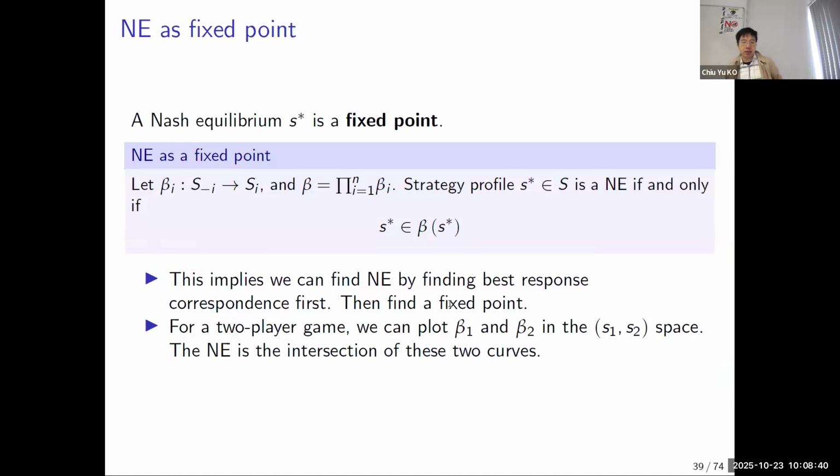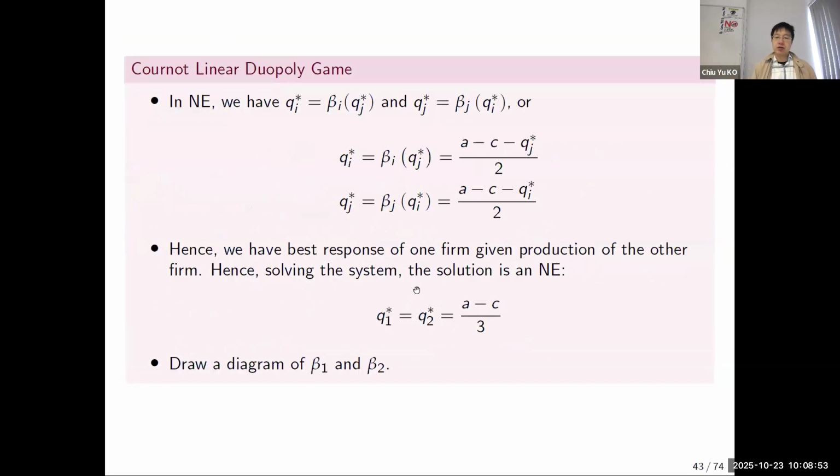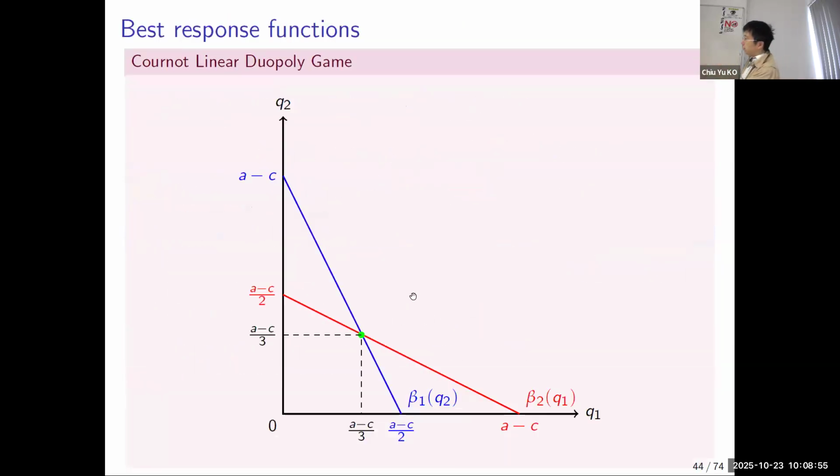Why a fixed point? This is to prove we can use a standard fixed point theorem from math to show existence of Nash equilibrium. And last time we actually went over this important example and how you draw a best response correspondence and figure out what the Nash equilibrium is.